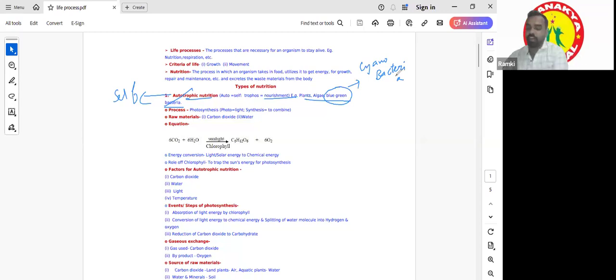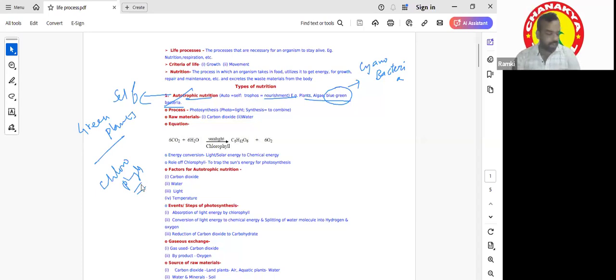So what is the meaning of autotrophic mode of nutrition? If it does its nutrition by itself, with its own kind, that is said to be autotrophic mode of nutrition. So usually green plants, if they have chlorophyll molecules, undergo the autotrophic mode of nutrition.